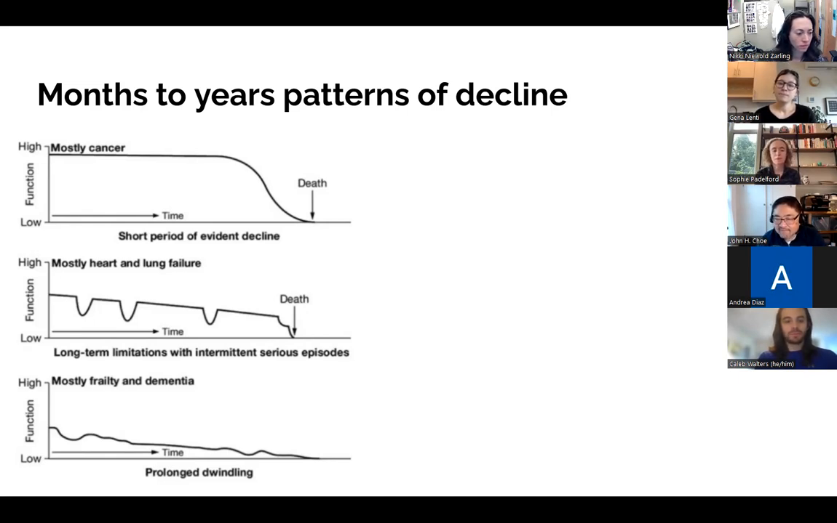And the reason I bring all these up is, again, I'm going to mostly focus on the last few days prior to death, but I think thinking about what the patient's past medical history has been and how they have experienced their declining health is important.